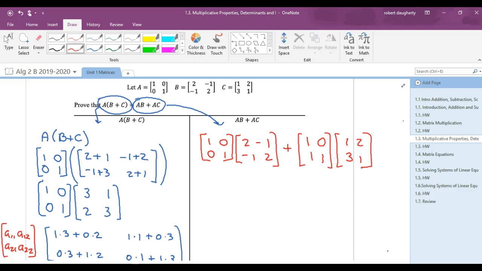So see if you can do this. How do I get the first element right here? It's the first row with the first column. So that's 1 times 2 plus 0 times negative 1. What number is that? 2. If I move over here, first row with the second column, that's 1 times negative 1 plus 0 times 2. What number is that? Yeah, negative 1. These zeros make it easy to do the arithmetic. Now if I come to the second row, first column, 0 times 2 plus 1 times negative 1. What number is that? Negative 1. Second row, second column, 0 times negative 1 plus 1 times 2.